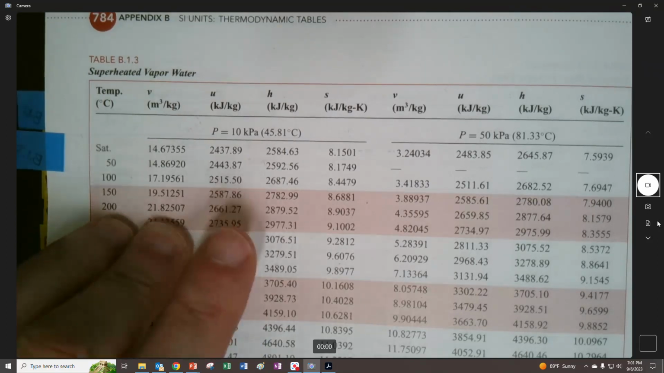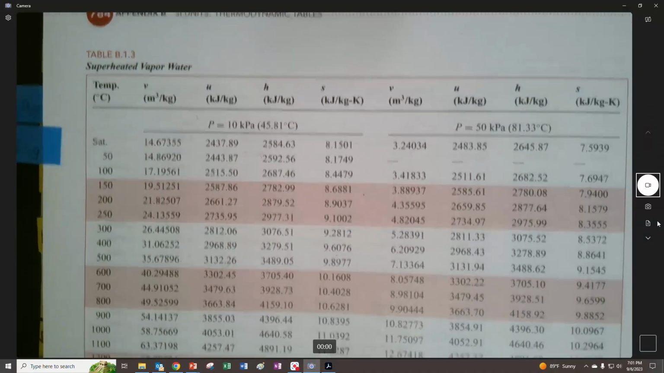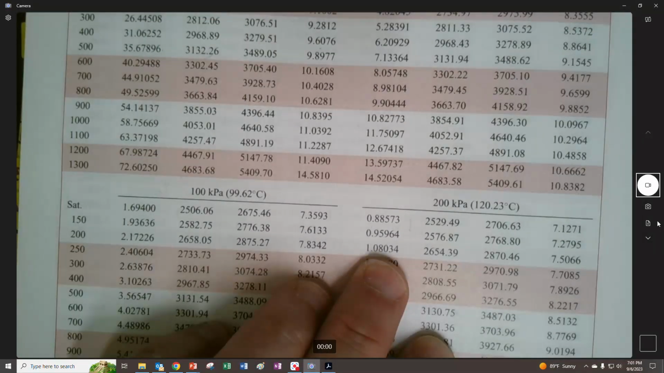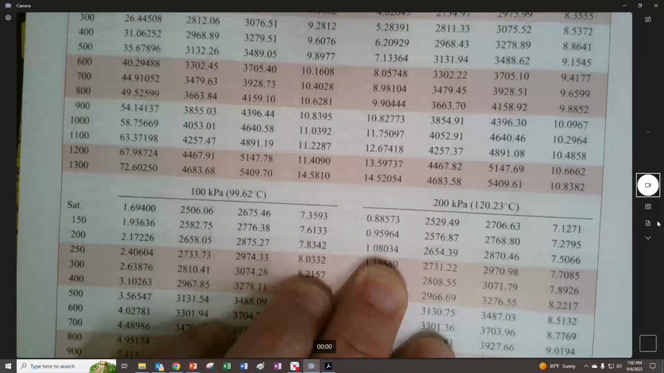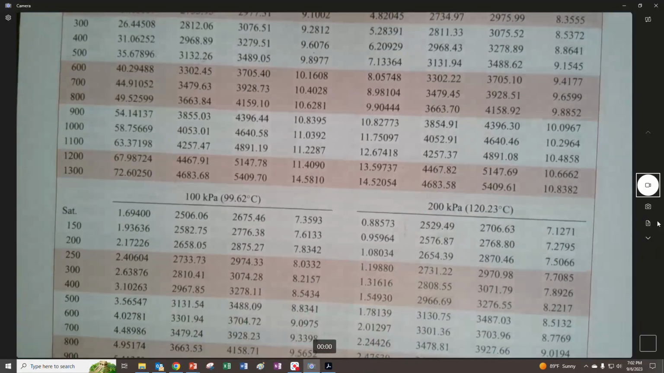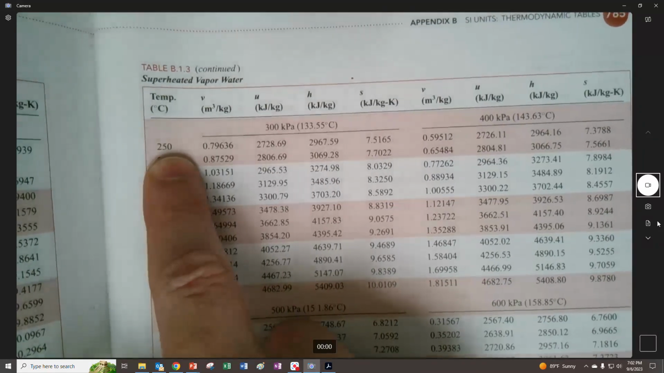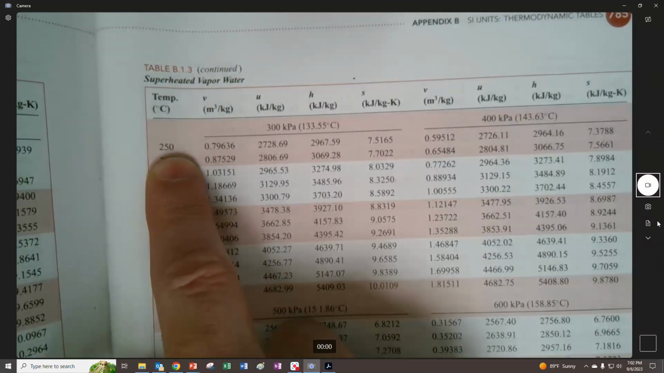So that one doesn't work at 10 kPa. We can even come down to here and take a look, and we're still nowhere close, right? Because we're looking for 0.4. So we have to get to a smaller number. Let's go over to the next page. Take a look at some of these. We go to 200. Well, we don't even have 200 degrees, do we?